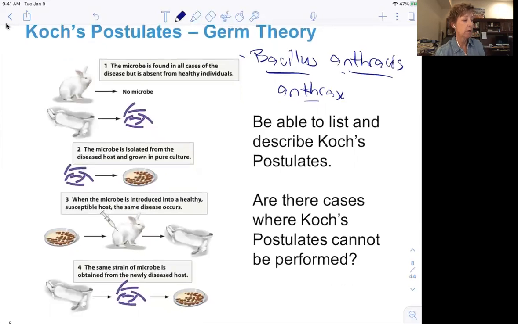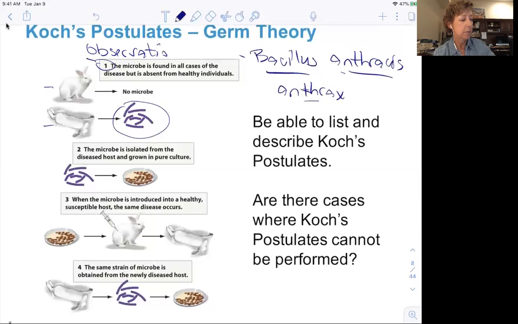And the steps are that you observe the microbe in all cases of the disease, but you don't observe the microbe in a healthy individual. So in this example, with a rabbit, healthy rabbits would not have this bacterium, and in the animals that develop the signs and symptoms of disease, you can find the bacteria. So you can see the bacteria here, and this would be something that you would see in the microscope. So the first step is that observation.